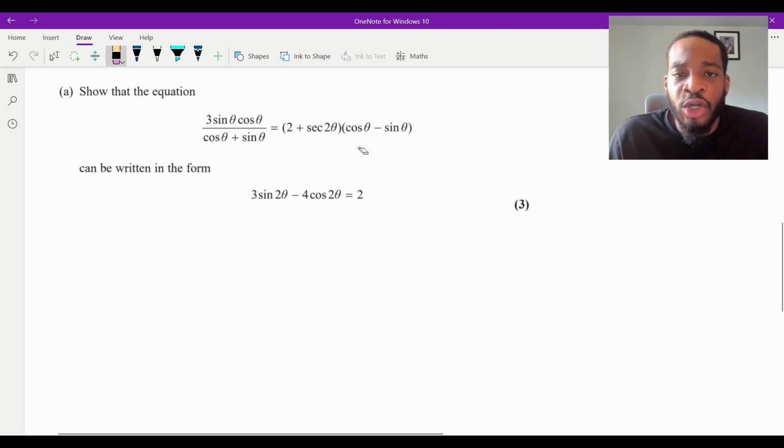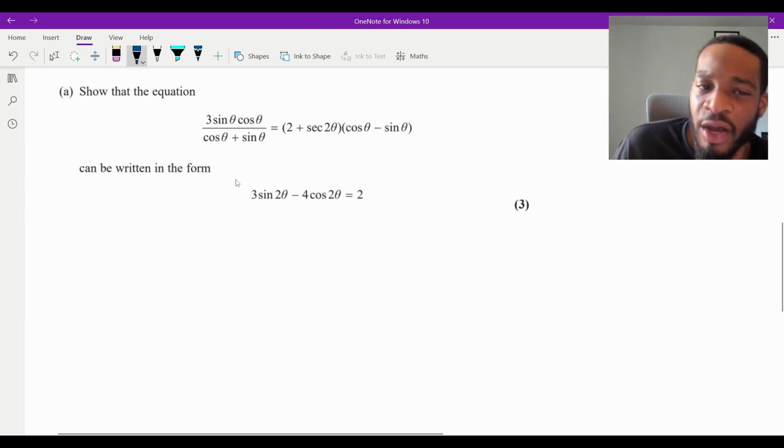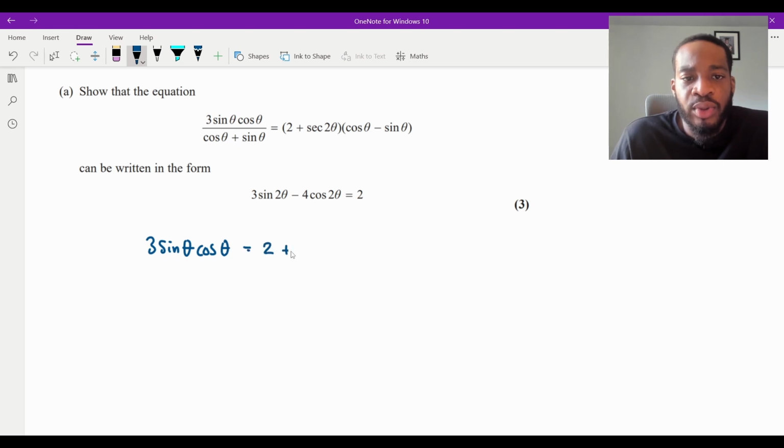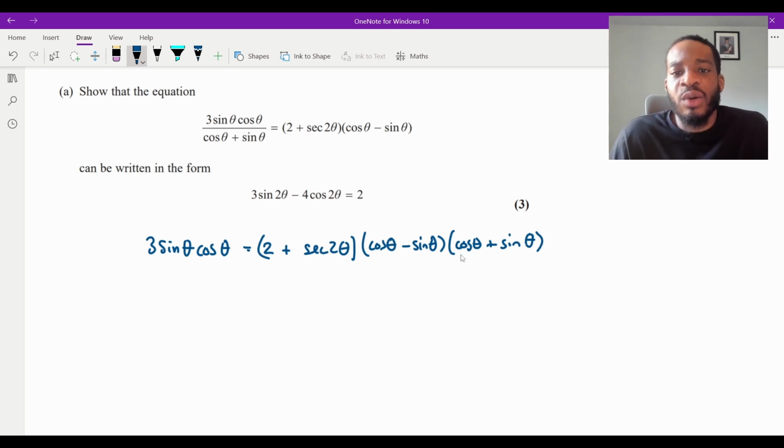So the first thing I'm going to do is multiply both sides by cos theta plus sine theta. And if I do that, 3 sine theta cos theta is going to equal 2 plus sec 2 theta, and then cos theta minus sine theta, and then cos theta plus sine theta. The reason I'm doing that is because I can see quite clearly that this is a difference of 2 squares. If I expand this, this is going to be cos squared theta minus sine squared theta.